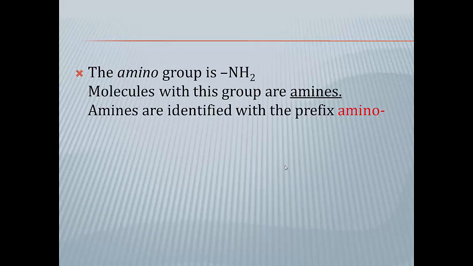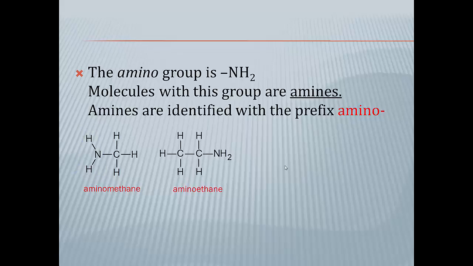The amino group is an NH2 group with a nitrogen and 2 hydrogens. Molecules with this group are called amines. Amines are identified with the prefix amino in their name. This molecule is aminomethane. It has an NH2 group attached to the methane carbon. Likewise, this molecule is aminoethane with the amino group attached to an ethane hydrocarbon.